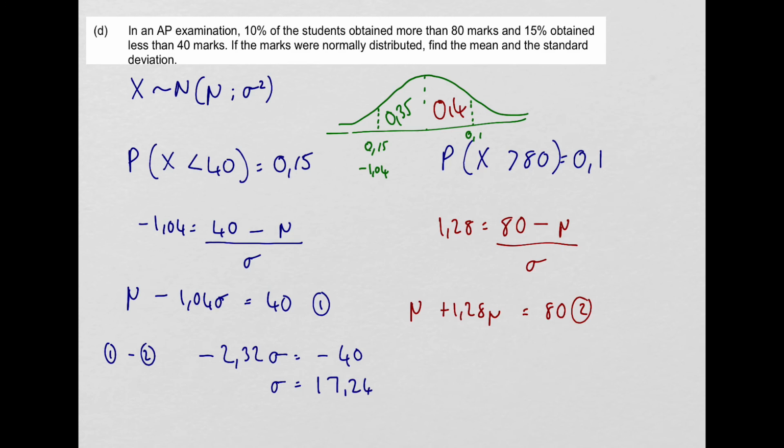The mean then is easy to work out. We just need to substitute that 17,24 into any of the expressions. Sorry, I've just seen, and I'm not going back to redo it, that that should be a sigma. Okay, so just replace that with sigma. Sorry about that. Okay, and then the mean is 57,93.